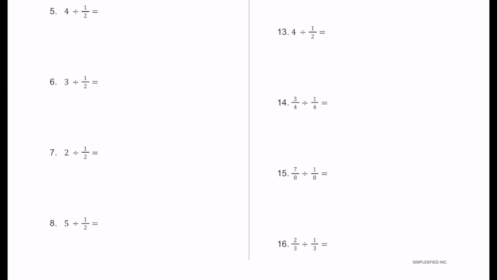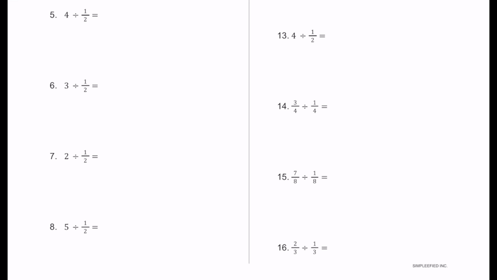Here's number 5, our first one where we're actually dealing with fractions. Okay, so same process here. 4 is the one that's not a fraction. Let's write that as 4 over 1. Now the 1 over 2 is already a fraction, so keep that as 1 over 2. We're going to keep the 4 over 1. We're going to write a multiplication sign, and then we're going to flip, or reciprocate, 1 over 2 and make it 2 over 1.